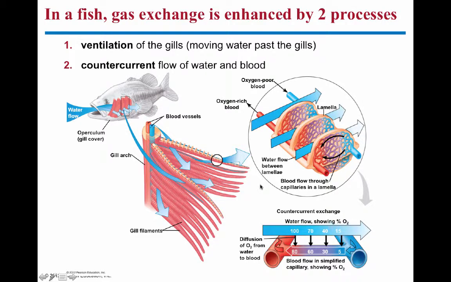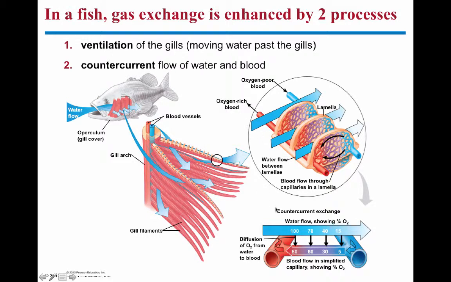In fish, the gas exchange happens in two steps. The first one's ventilation, which is when the fish look like they're gulping in the water as they swim. That's going to be moving the water across their gills, and that's ventilating. And then the second part is what we call the countercurrent flow. So counter means opposite, and current means the flow.